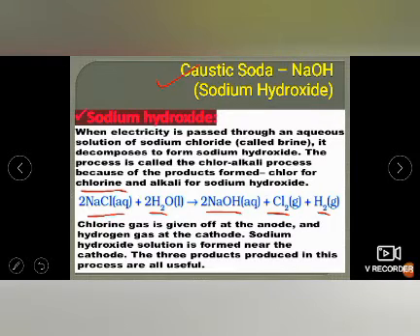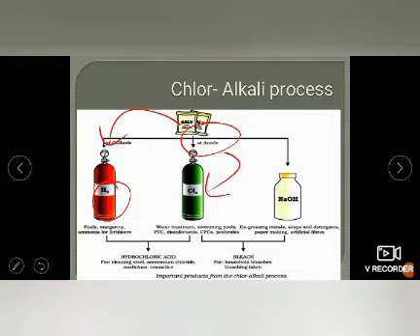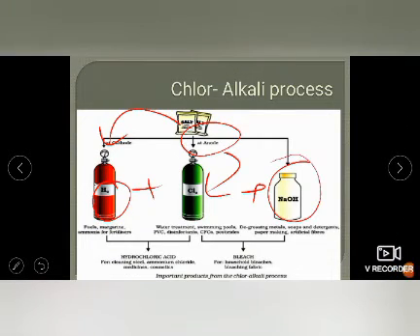So we need to balance. After balancing, the chlorine gas is given off at the anode and hydrogen gas is formed at the cathode. Sodium hydroxide solution is formed near the cathode, and the 3 products produced in this process are useful. These all 3 are very useful. Okay, this is sodium hydroxide. Now, the chloralkali process: at the cathode, as we have discussed, hydrogen gas will be produced, and at the anode chlorine gas will be produced. Okay, and with the combination of these two we are getting our caustic soda.